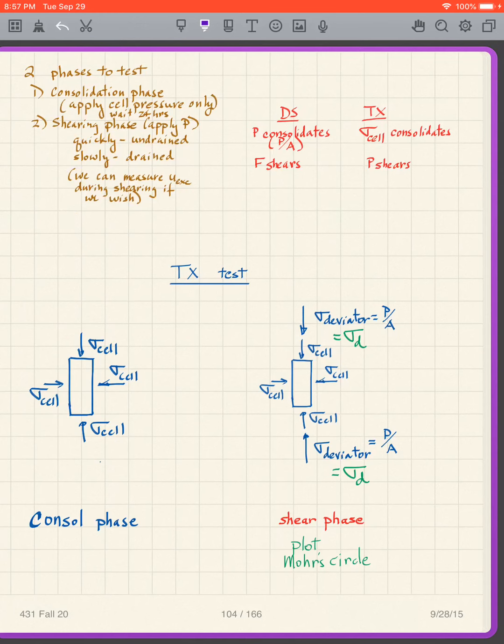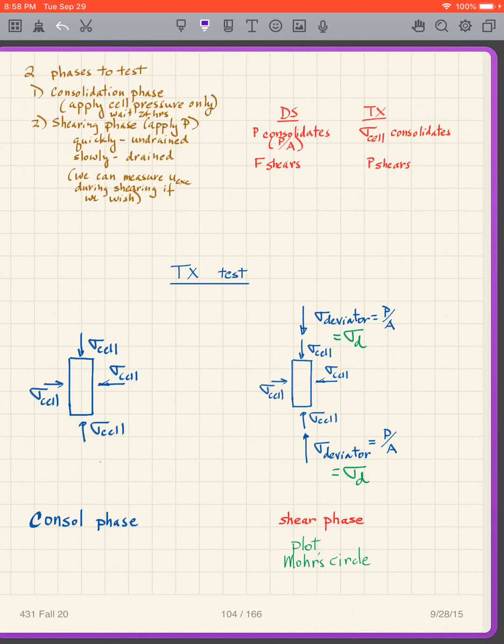Comparing the two tests, the direct shear test and the triaxial test, TX stands for triaxial, DS direct shear. Just to compare the two, in direct shear we use P to consolidate our sample, and the consolidation stress is P over A. For the triaxial test, sigma cell is what consolidates the sample. For the direct shear test, our force F shears the sample, and in the triaxial test, the force P shears our sample.